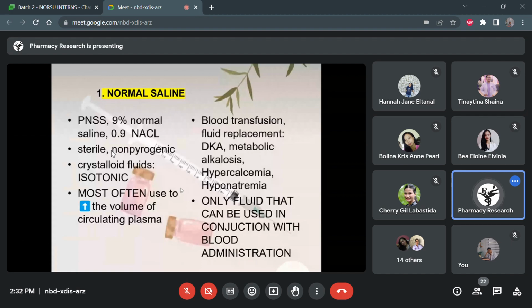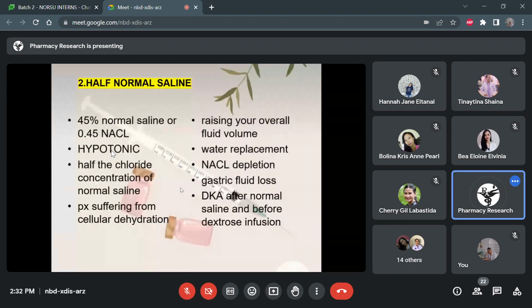Usually ginagamit sa baby or sa patients having a diarrhea. Why? Because it is hypotonic. Mao ni ang ginagamit kay during hypotonic, increase naman imong sodium, so ang depletion sa, ang increase sa sodium, equalize ra gud siya. So half the chloride concentration is normal saline man. So patient suffering from cellular dehydration pod, mao po ni ang ginagamit.